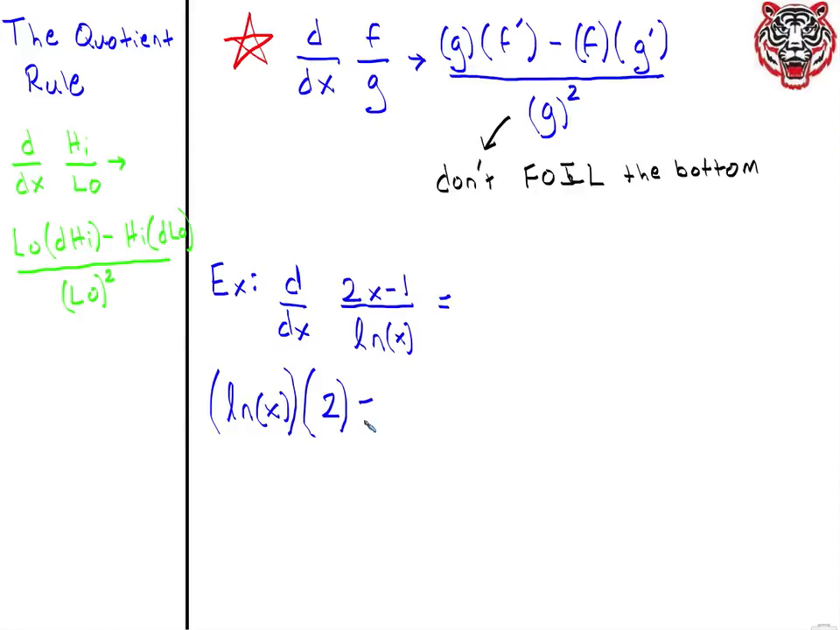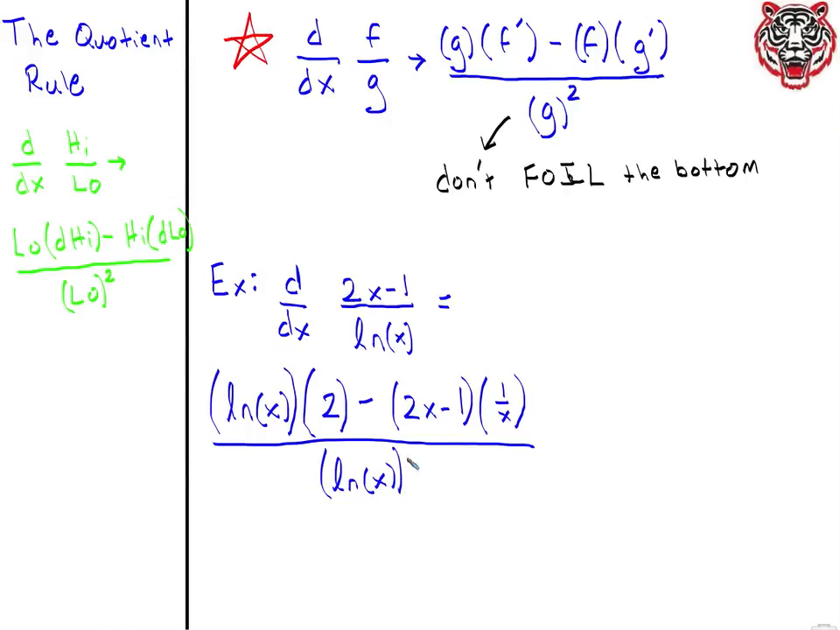Minus, and someone new, tell me what I'm doing. High is 2x minus 1, times the derivative of the low, 1 over x. Very nice, Caitlin. All of this is divided by low low, which is natural log of x, squared.